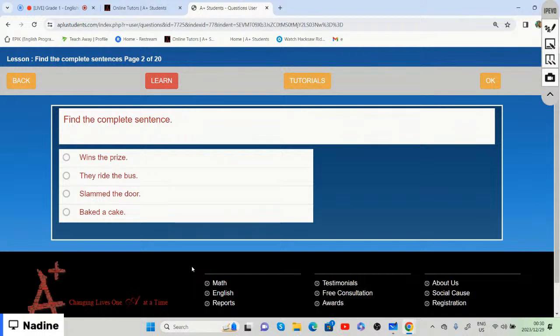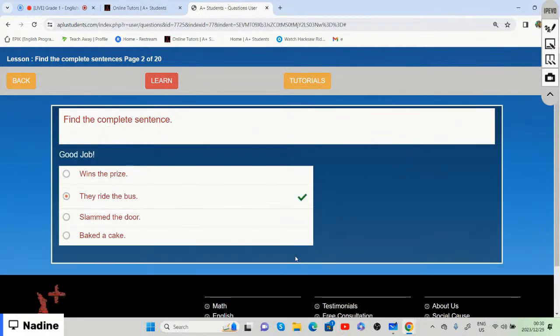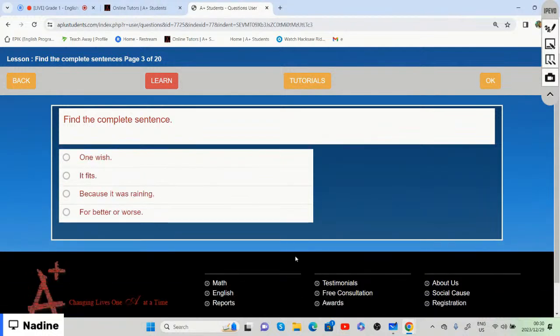And if we find the complete sentence, then we can say they ride the bus, because they is the naming part and ride is the action part. So they ride the bus is a complete sentence.